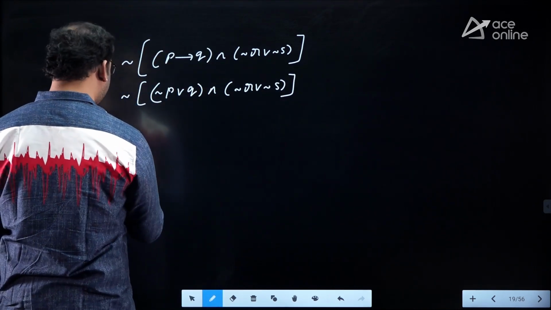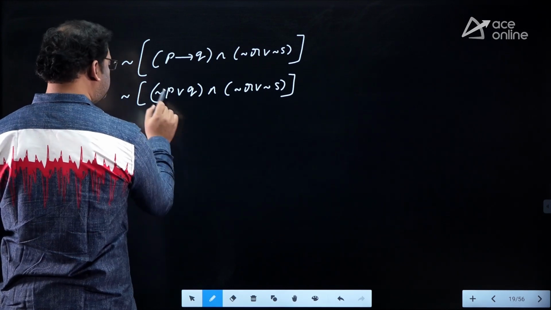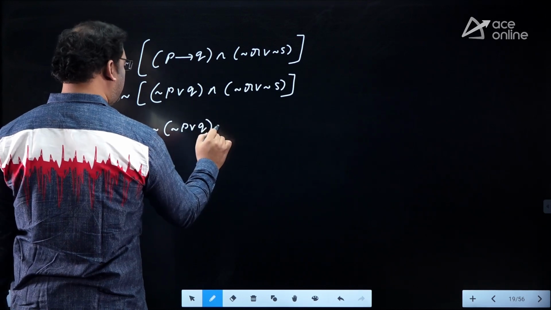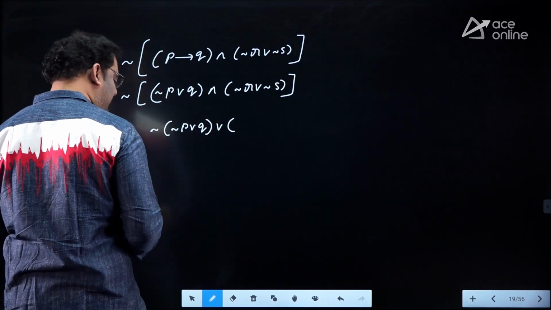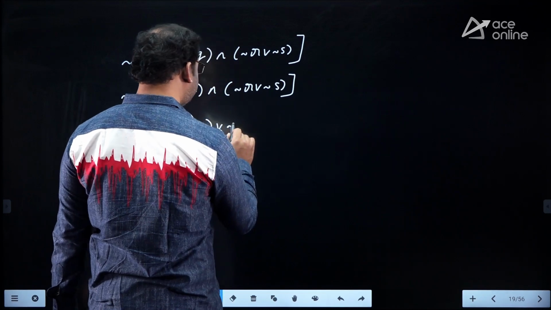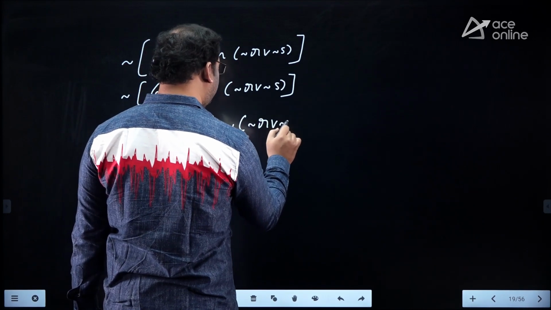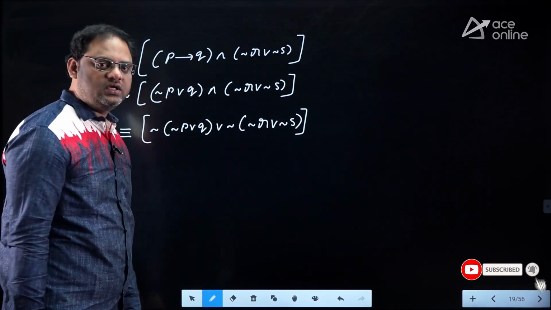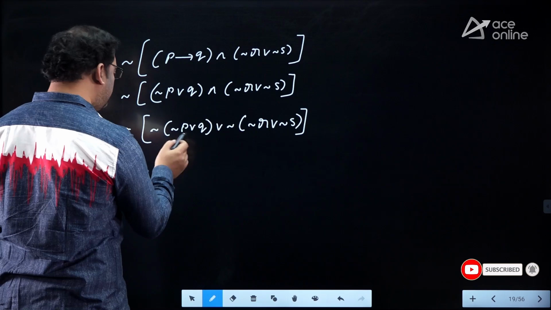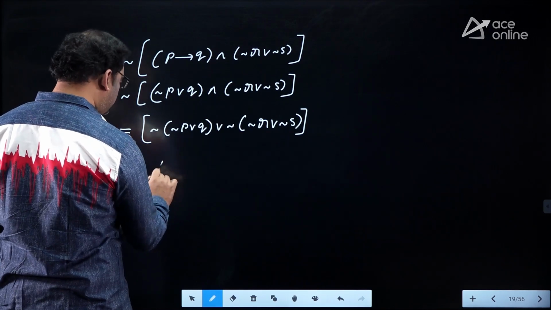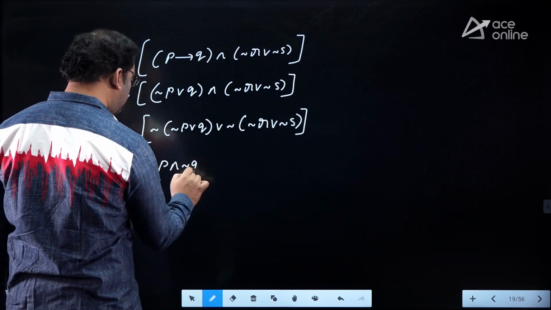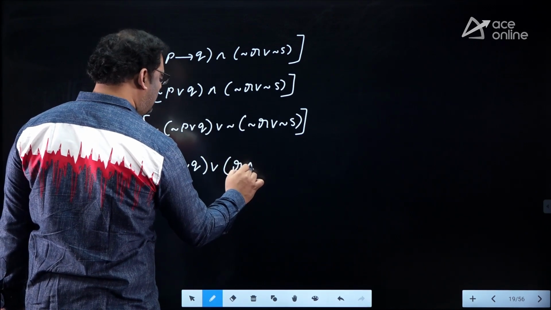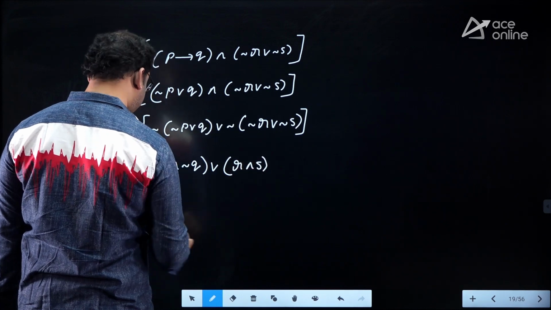Let's apply De Morgan's law, which is equivalent to negation to the first formula and become as R, and negation to the second formula, negation R or not S. Right? And here what we have, negation to this, negation of negation P and negation Q, or negation to this R and negation of negation S, that is S.